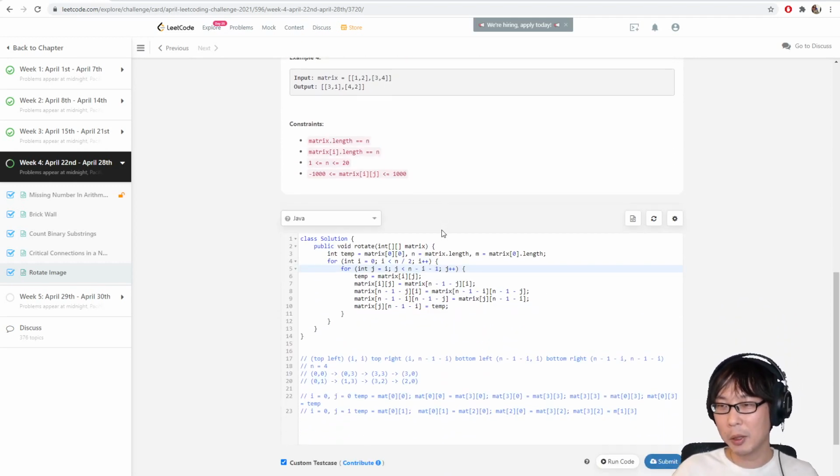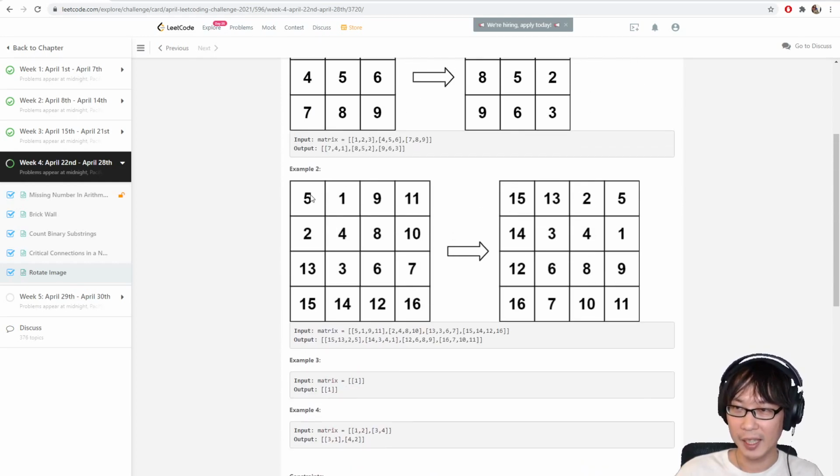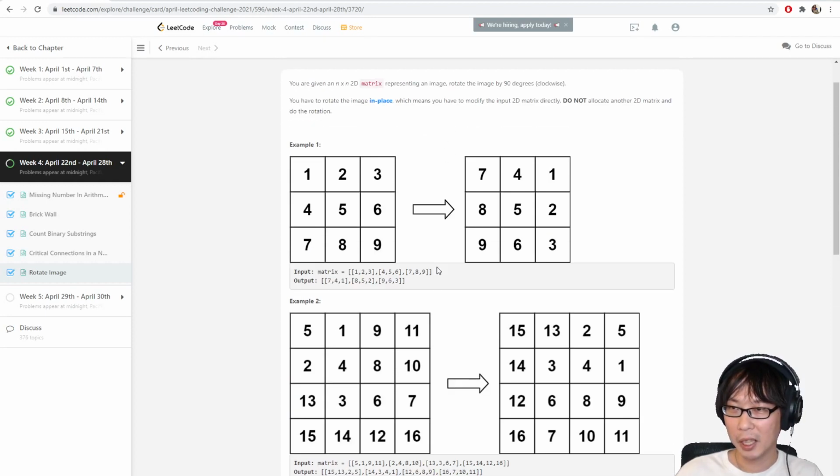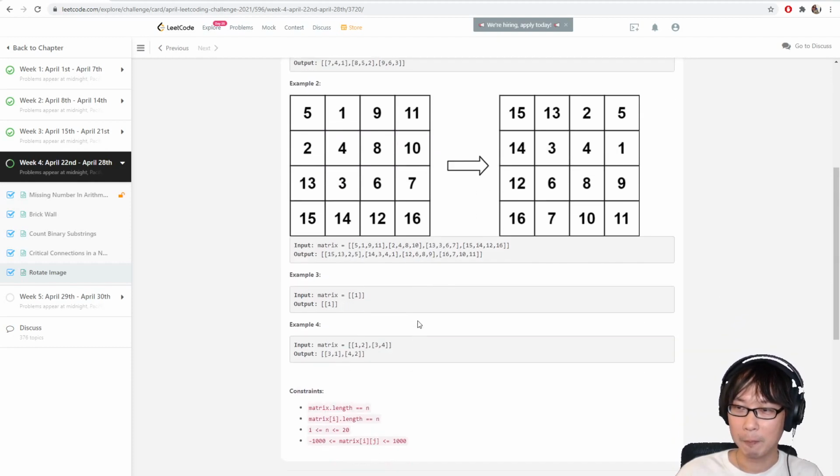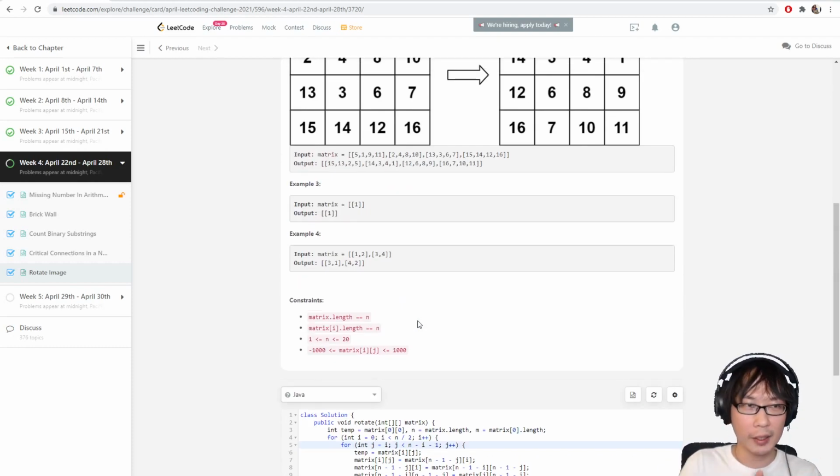So yeah, it's supposed to be easy, and then the time complexity is n square because there are n square of elements and we need to move all of them. But the space complexity is none. Well, it's constant because we are doing this in place. Okay, so that's today's daily question.